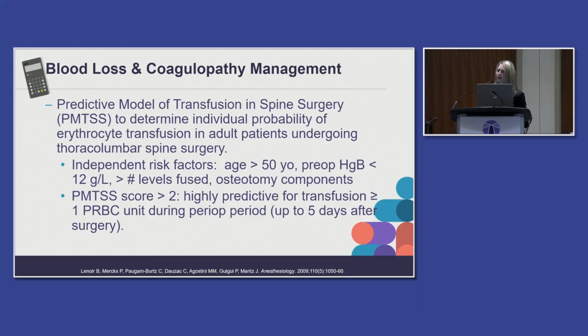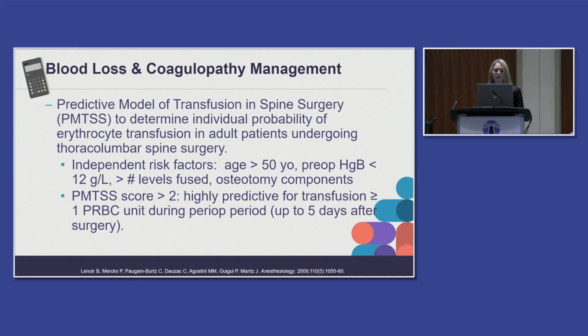There are a couple of calculators out there to also help predict just what the blood loss will be. One is the predictive model of transfusion in spine surgery to determine the individual probability of erythrocyte transfusion in adult patients undergoing thoracolumbar spine surgery. Independent risk factors from this calculator are age greater than 50, pre-op hemoglobin less than 12, the number of levels being fused, and the osteotomy components. Remember the emojis on the previous slide.